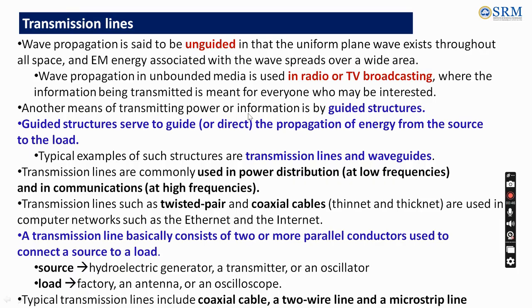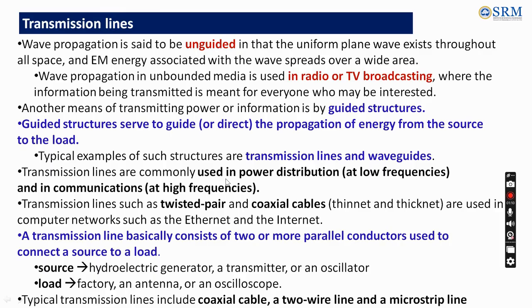Another means of transmitting power or information is by using a guided structure. We have already seen one type of guided structure called waveguide in the previous module, and in this module we are going to see one more guided structure called transmission lines. These guided structures help to guide the propagation of electromagnetic energy from source to the load.